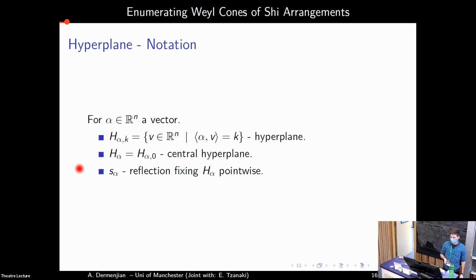So we're just setting H alpha K to be a hyperplane with some root or some vector alpha, and some K translates potentially. So generally, if we're having 0 here, it's H alpha, and then S alpha is going to be the operation that reflects everything over this hyperplane.